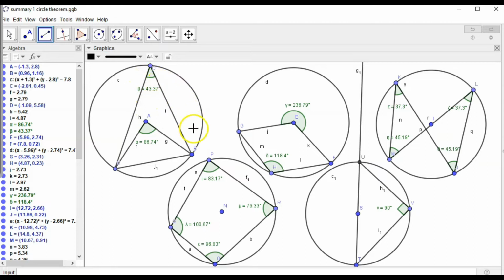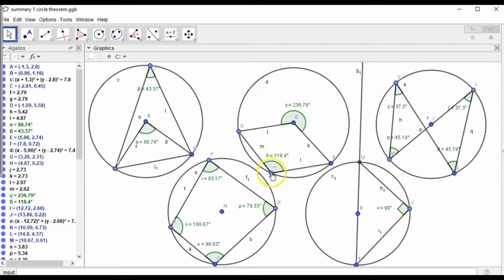Again, the arrow theorem can be in another form, which is shown in this diagram. Just carefully have a good look at this. I have the reflex angle at the center of the circle. So reflex angle CEF is having a value of 236.79 degrees, as you can see. Now we have another angle subtending at the circumference of the circle. That angle is angle GHF.